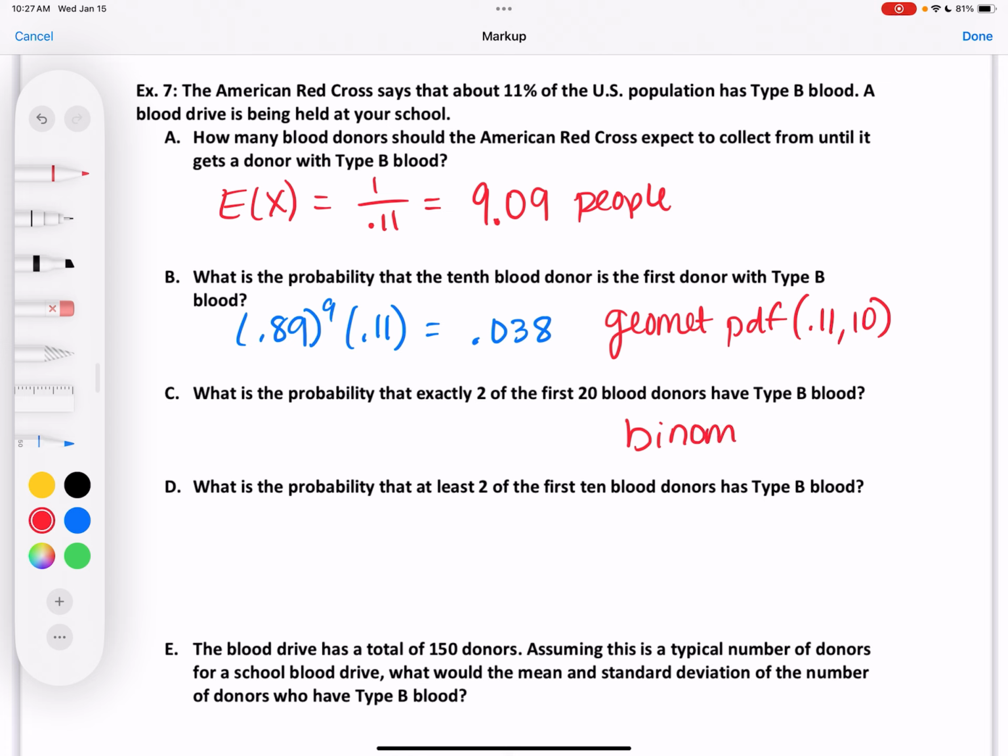We can either do binom PDF for 20, 0.11, and 2, or we can do the NCR, so 20C2, 20 things taken 2 at a time, times 0.11 to the second, and then 0.89 to the 18th would be the other way to do it. I would probably just use the calculator function myself, and this will give us 0.28.